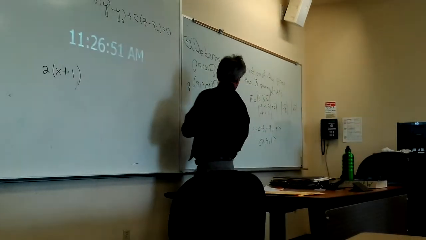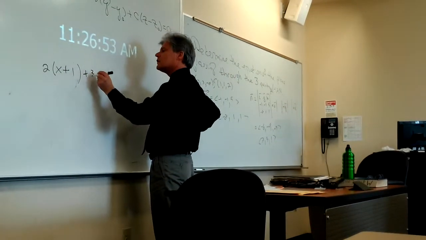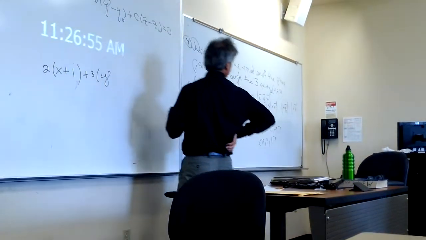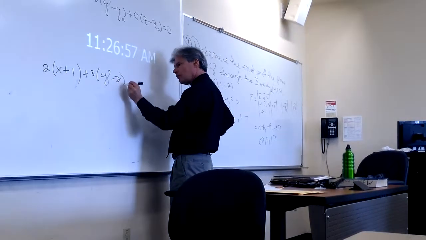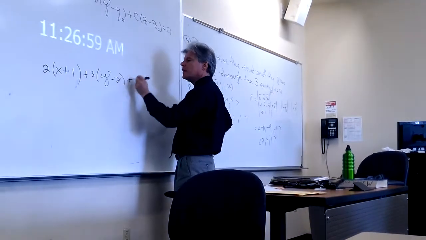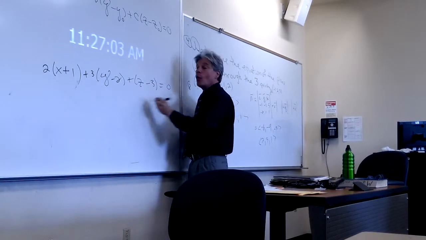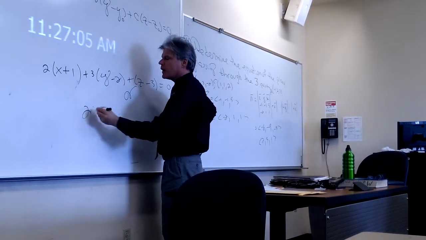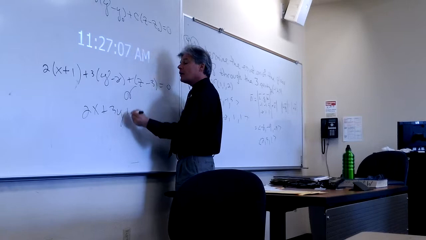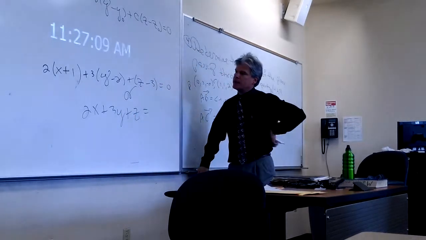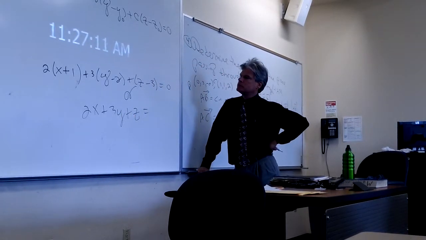Is that a +3 times y? I don't know what's next. -2? And finally, plus my 1 times my z -3. Or if you prefer, I guess I can write an equation as 2x plus 3y plus z being equal to, I don't know again. Is it 7?